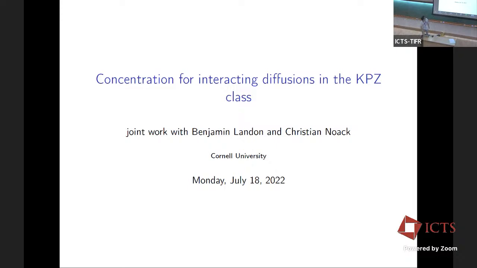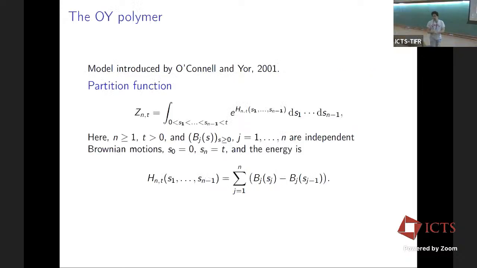So we're going to start with a very classical model, not diffusions, the O'Connell-Yor model. This is one of the first integrable polymer models. It's defined by this partition function where we integrate over jump times S1 up to Sn minus 1. And what we do is we integrate e to this sum of increments, these Brownian increments. In 2 slides, there'll be a picture that makes it clear that this should be interpreted as a polymer.